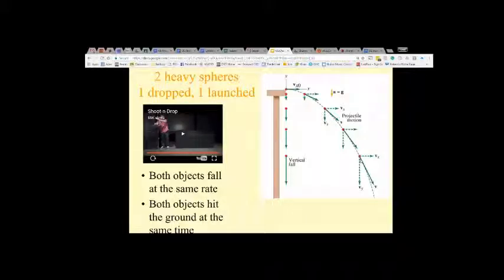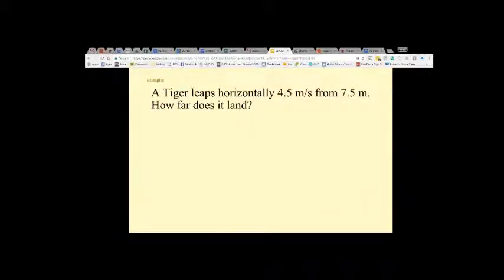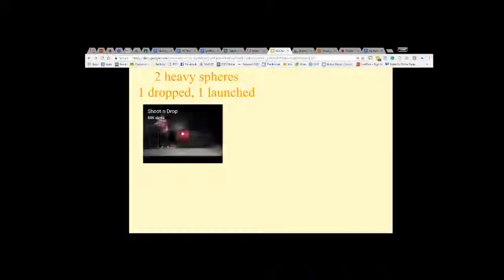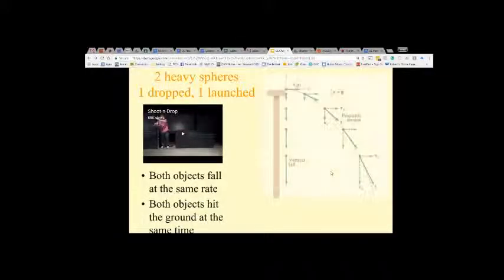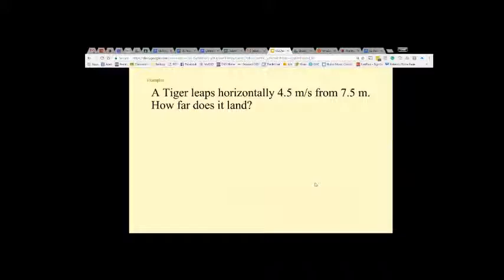You can see that's increasing both up all the way through. So since the time it takes to drop is equal to the time it is in the air, we can calculate the time to drop to figure out how far it goes. Sorry, that screen didn't show very well, but that's what we're going to be doing. So here's our first example.